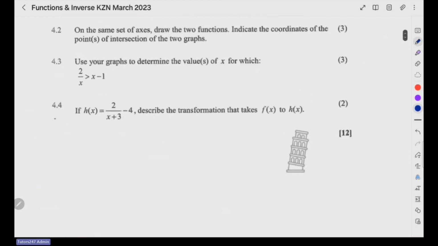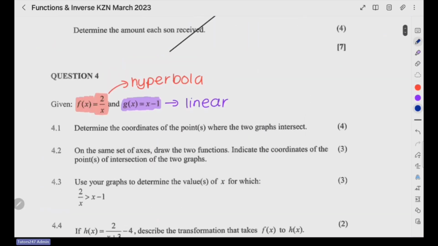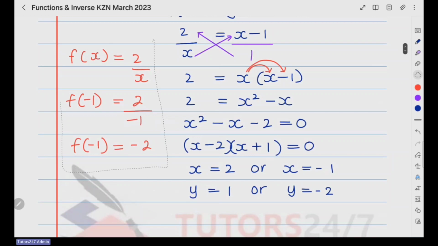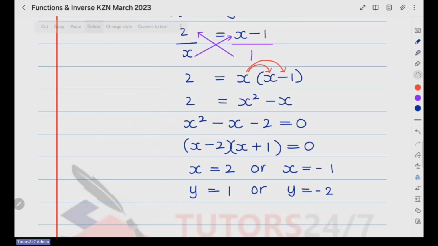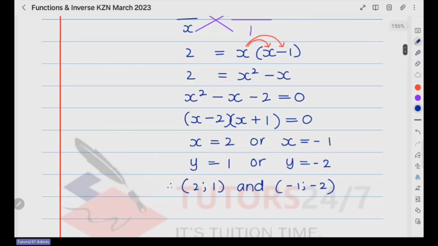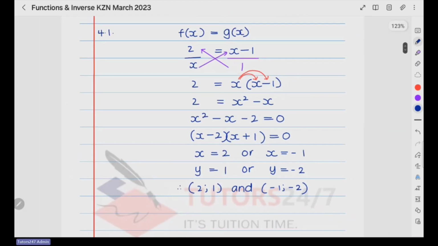Now let's go back to the question and read it once more. Question 4.1 states, determine the coordinates of the points where the two graphs intersect. So we need to find the coordinates. Always remember that whenever you write a coordinate, it is always the x value first, then the y value. So we can state that therefore our coordinates are (2, 1) and (-1, -2). So those are our solutions to question 4.1.